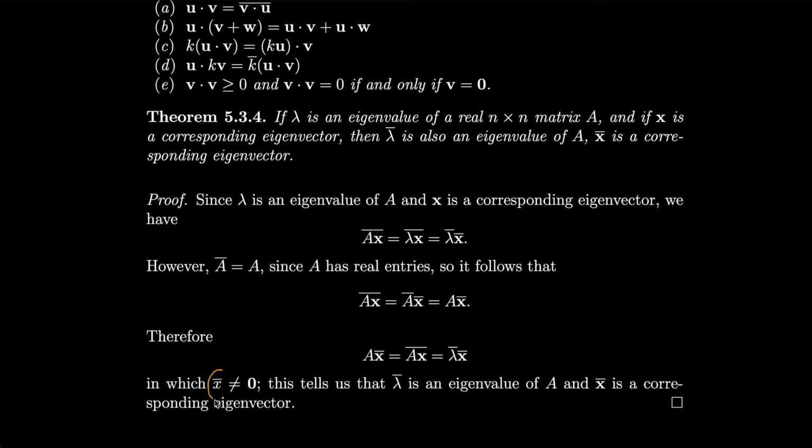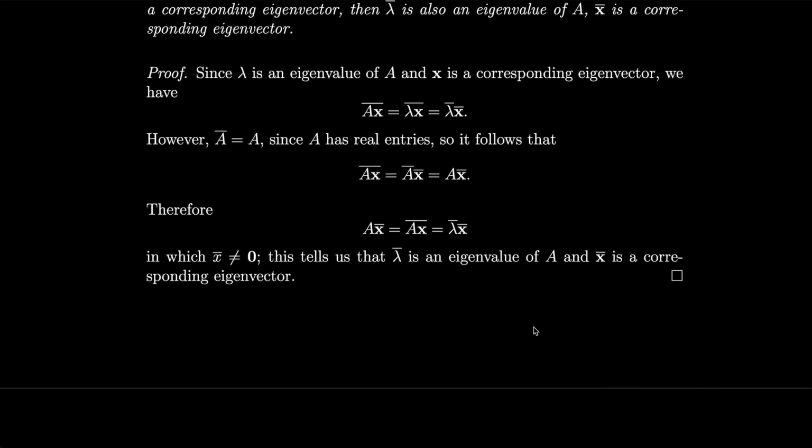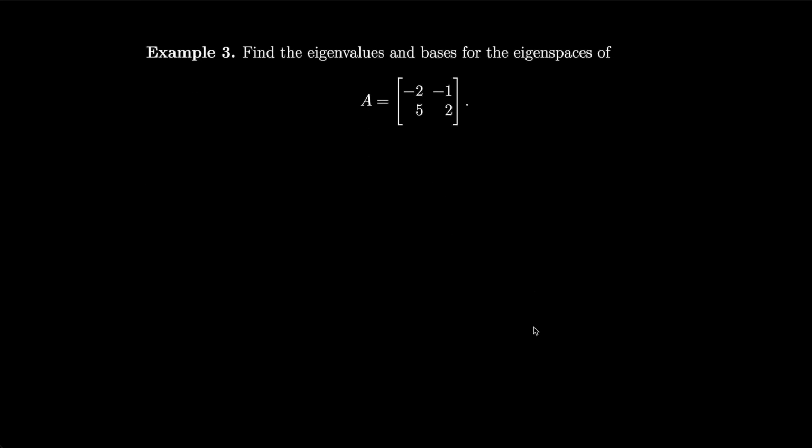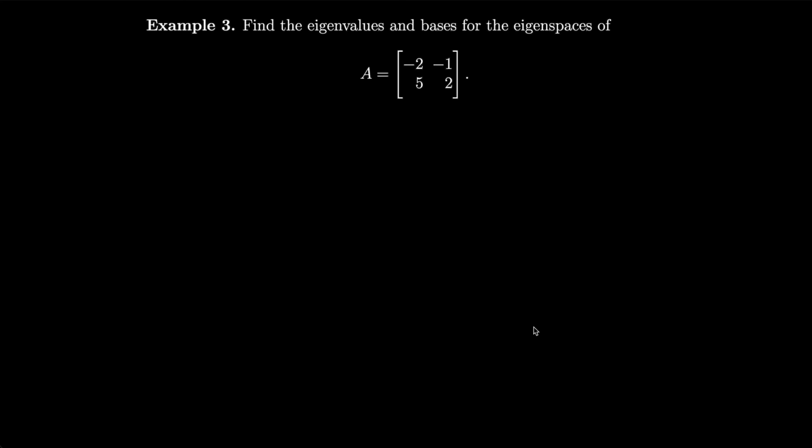But we know that the conjugate of x is not equal to 0 because x is not equal to 0. So the conjugate of lambda must be an eigenvalue of A, because A times the conjugate of x is conjugate of lambda times conjugate of x. It's the definition of what an eigenvalue is, and that means that x bar is the corresponding eigenvector. Cool, so that means that anytime we find an eigenvalue for a complex matrix, we get a free eigenvalue in its conjugate. Let's look at this matrix over here and find the eigenvalues and basis for the eigenspaces of it.